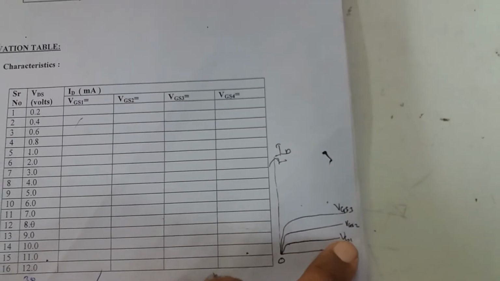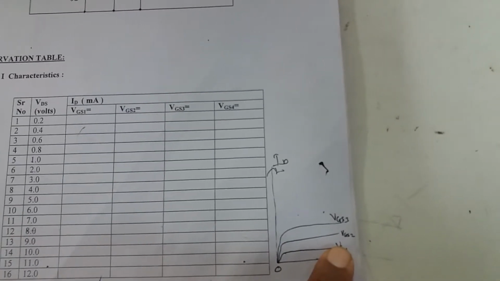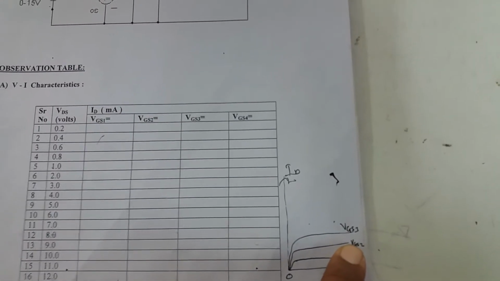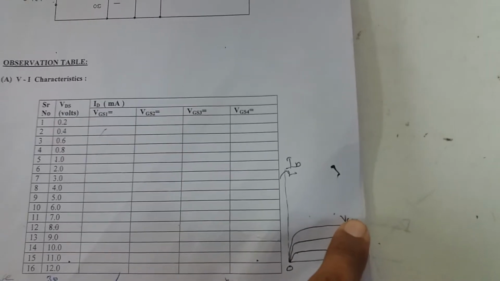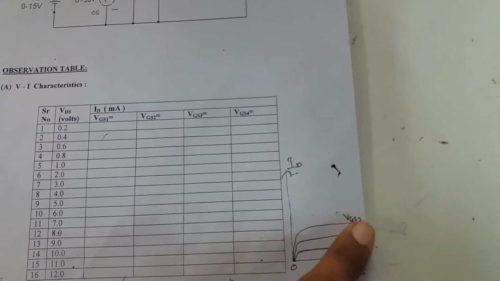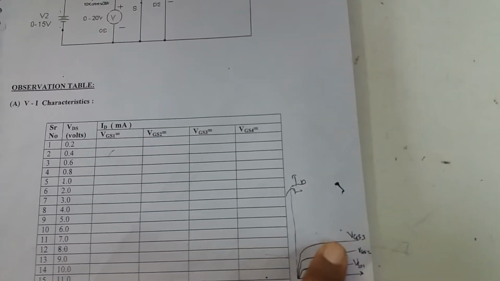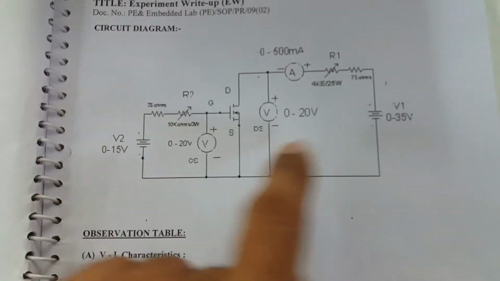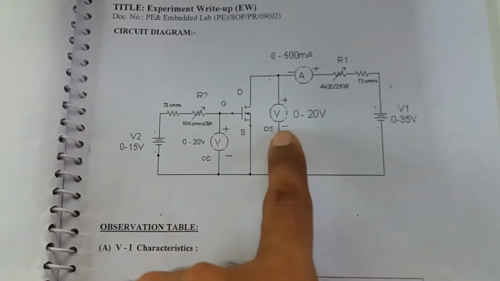This is for VGS of 2.5 that I have set. You may then take a second reading at 3.5, 4.5, and so on, varying it like that. This is called the output characteristics: set the input as a constant and vary the output to take down the readings.